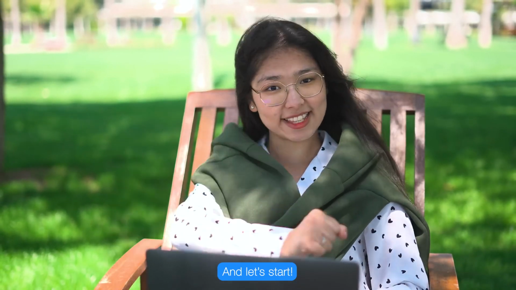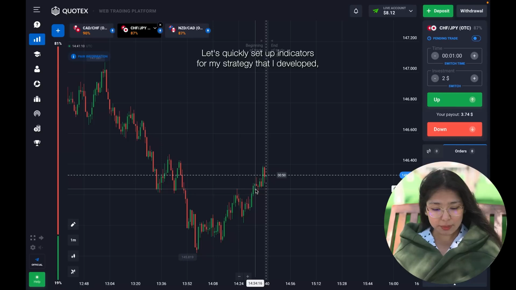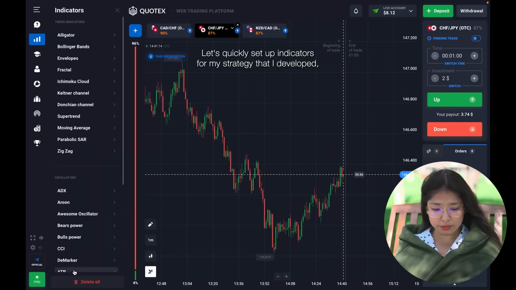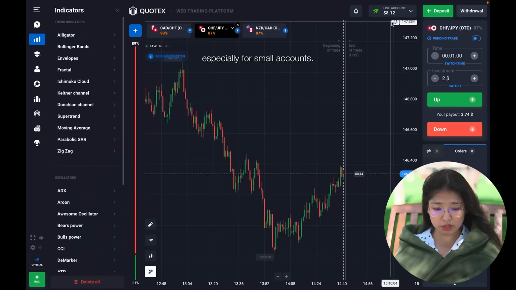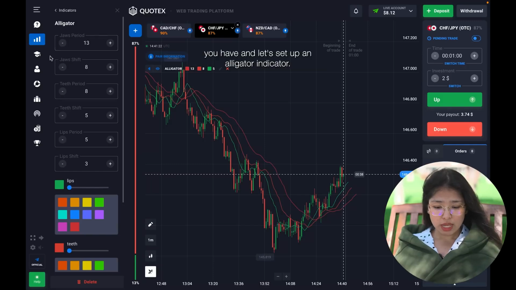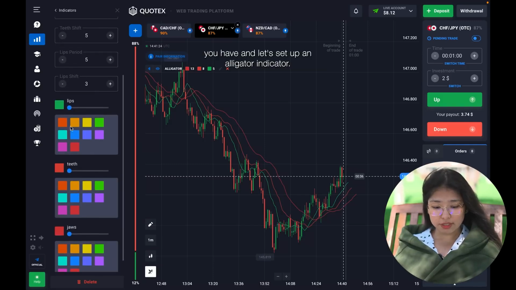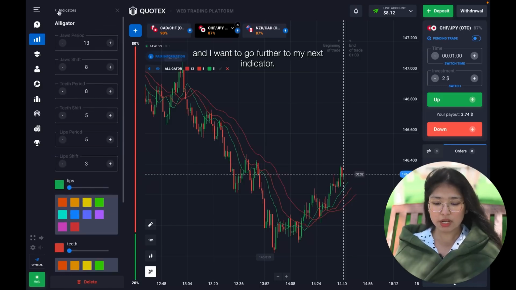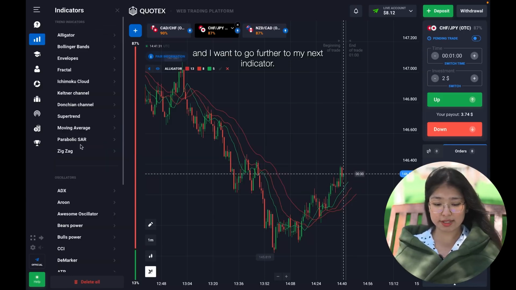And let's start. Let's quickly set up indicators for my strategy that I developed, especially for small accounts. For example, today I just have $8, but you can start from whatever sum you want. And let's set up an aggregate indicator. I want to keep the default colors and default values here. And I want to go further to my next indicator.